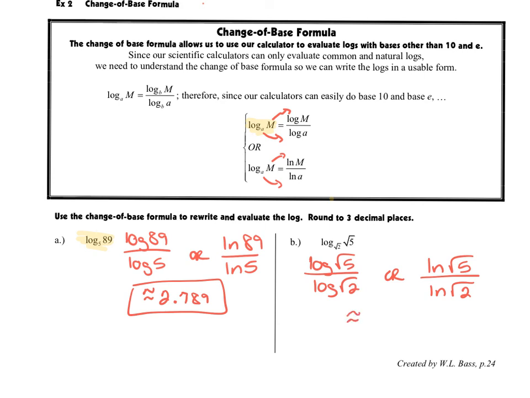So we're going to get an approximate here of 2.322. So again, make sure that you've typed those in so you're prepared for that in class. Watch the change of base video and we're good to go.